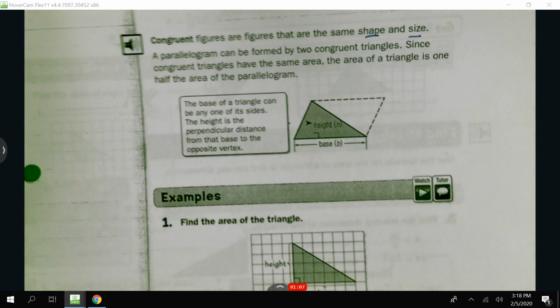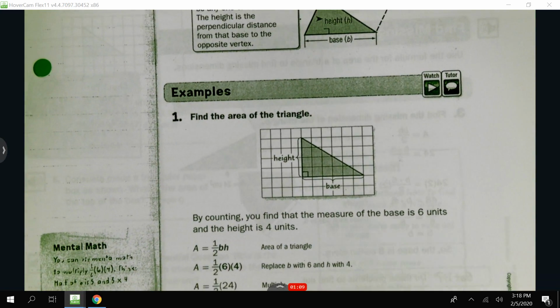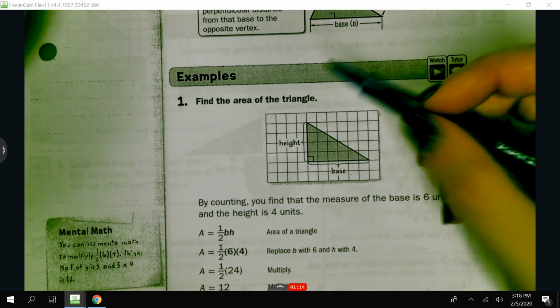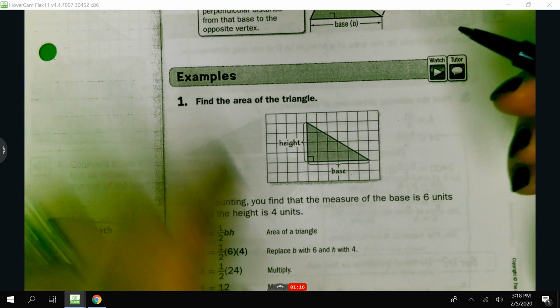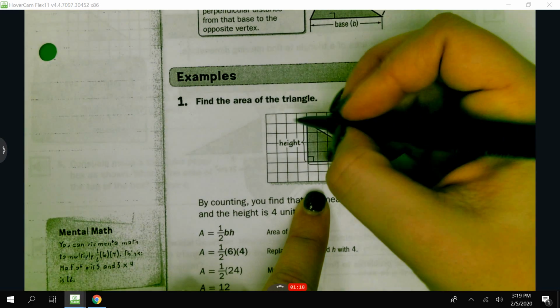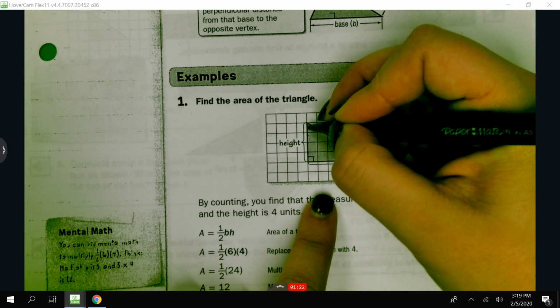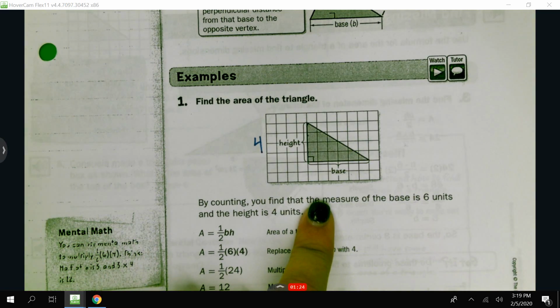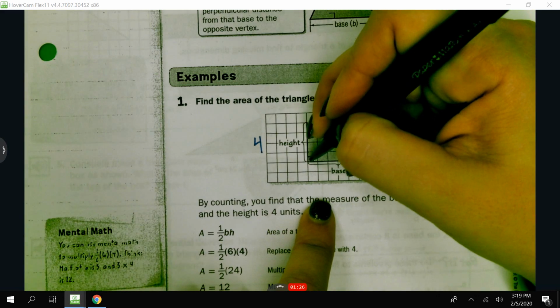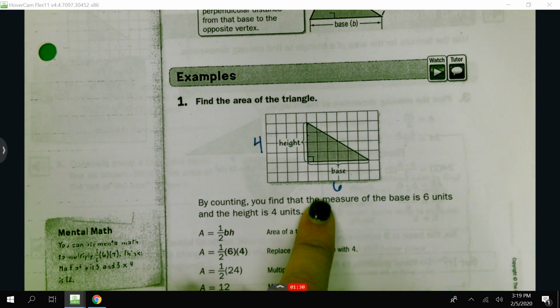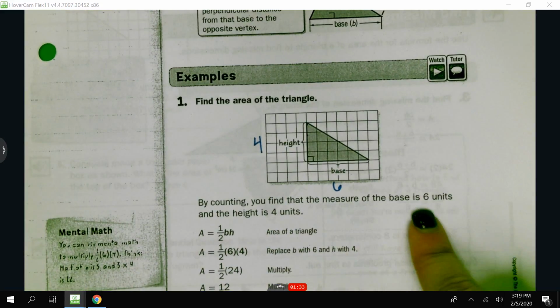Alright, so let's look at this first example. It says find the area of the triangle. So in order to find your height and your base, you need to use the grid. So by counting, if you go up 1, 2, 3, 4, you find that your height is 4. And then your base is 1, 2, 3, 4, 5, 6. So your base is 6. So exactly like what they said.